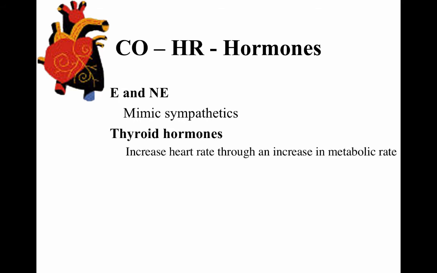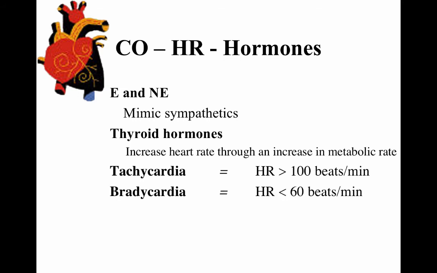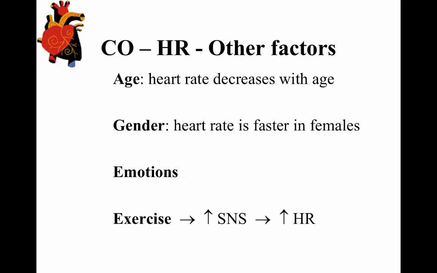Thyroid hormones can increase heart rate through an increase in metabolic rate. And if we see a very high heart rate over 100 beats per minute, we call that tachycardia. And a heart rate that's less than 60 beats per minute would be called bradycardia. Some other factors that can affect heart rate: with age, heart rate decreases. And in gender specifics, the heart rate is usually faster in females. A little bit different relationship between thyroid hormone in many cases and the heart.